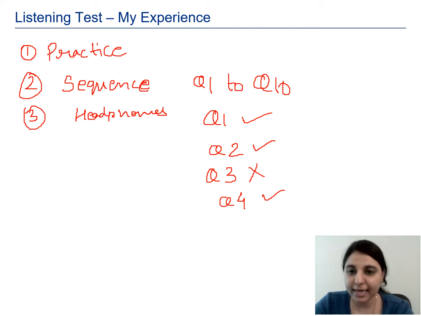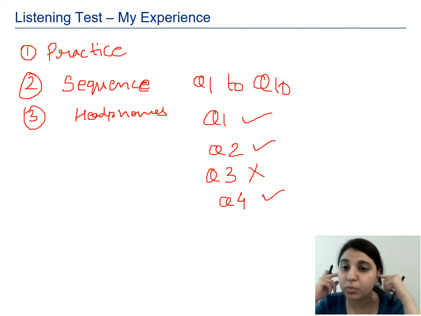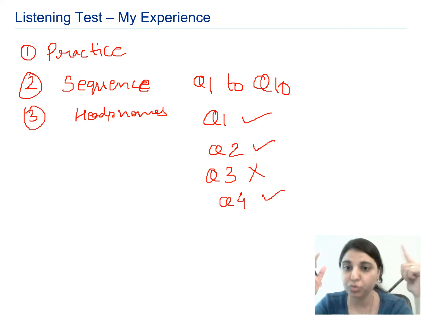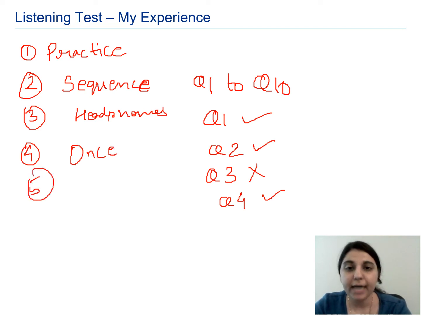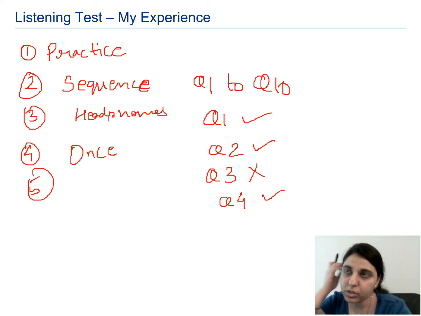You have to see to it that you are able to hear from both the sides. That's also very important. So in case your headphone is not working properly, please let your examiner know about it. Okay, so now let us go to the fourth point. The fourth point is that you are going to hear the audio only once, so hear it well and try to concentrate on those words where you feel that you're getting your answer.